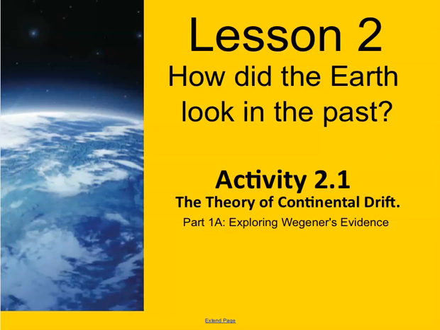Welcome to Activity 2.1, the theory of continental drift. What we're going to be looking at in this lesson is how did the Earth look in the past? And this part, Activity 2.1, actually has two parts to it. The first part is going to be part 1A, exploring Wegener's evidence.